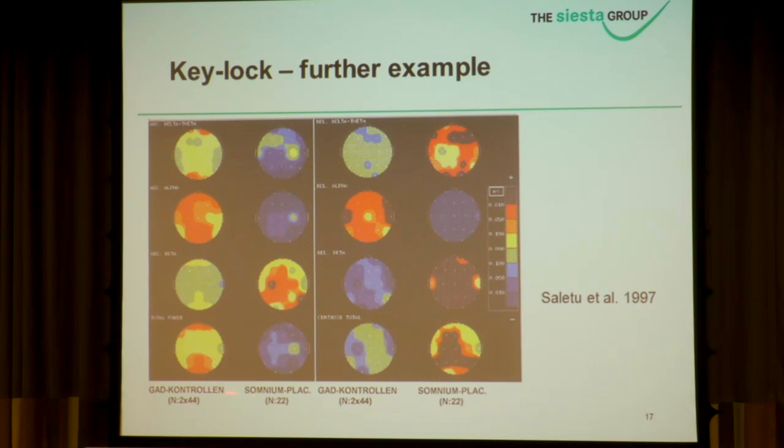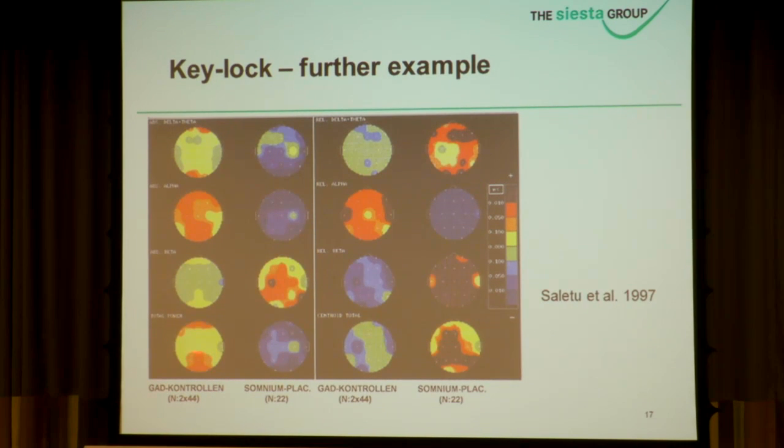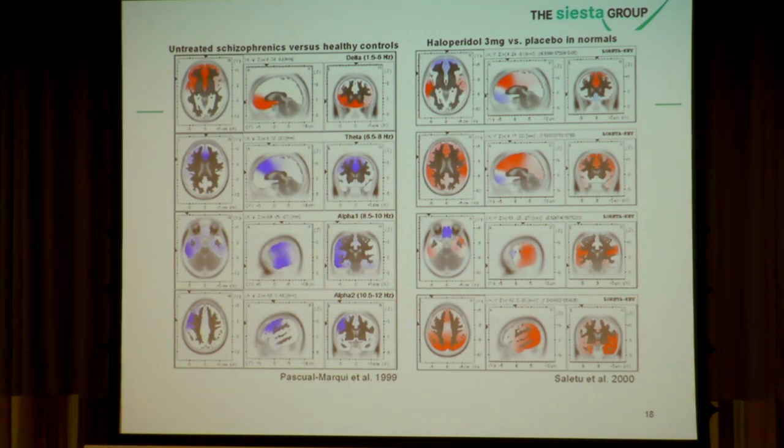Here again, you have GAD versus controls, and Somnium versus placebo. This is absolute, this is relative power, and you see here again how decreases match increases, and in some cases, not in all, even tomographically. So for instance, here in the occipital region is matched by changes also in the occipital regions. The Kellogg principle works in other paradigms of EEG as well.